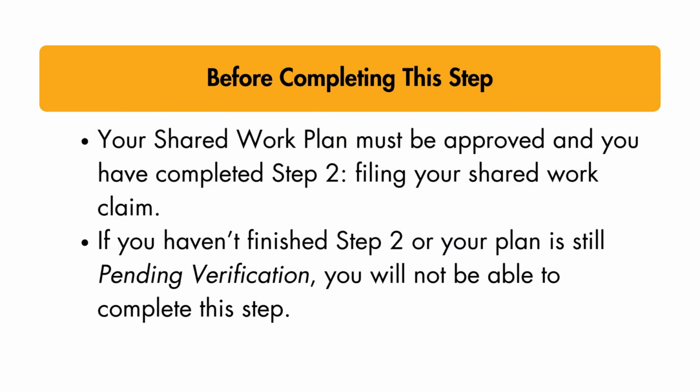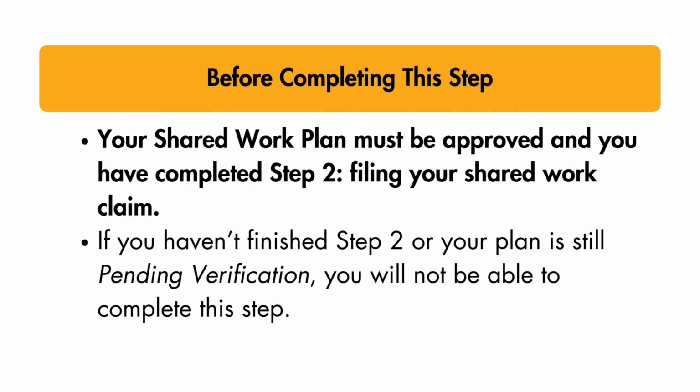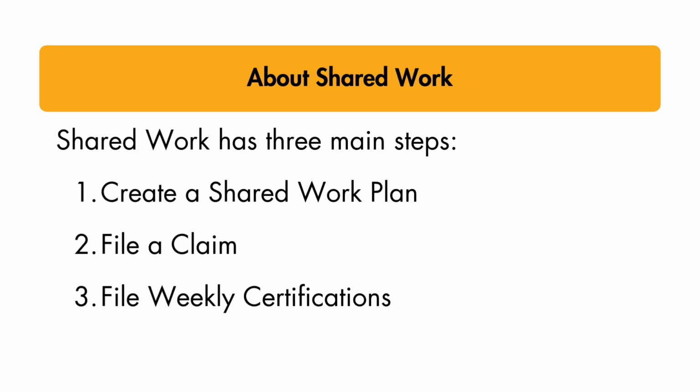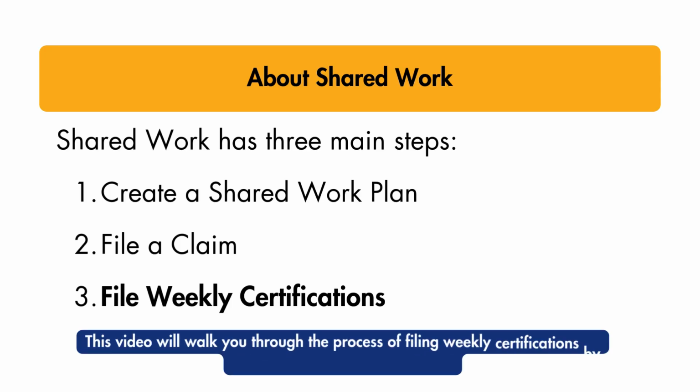Before completing this step, your Shared Work Plan must be approved, and you have completed Step 2, filing your Shared Work Claim. If you haven't finished Step 2 or your plan is still pending verification, you will not be able to complete this step. Shared Work has 3 main steps: create a shared work plan, file a claim, and file weekly certifications. This video will walk you through the process of filing weekly certifications by compiling employee information.